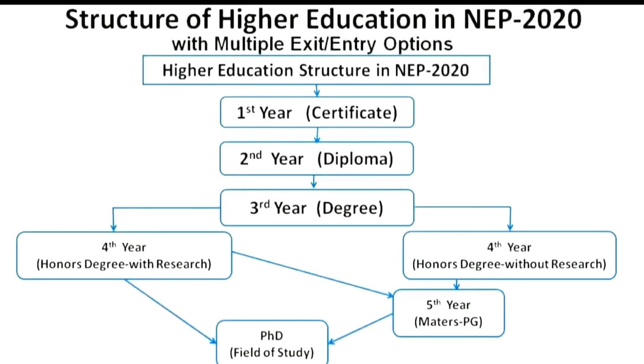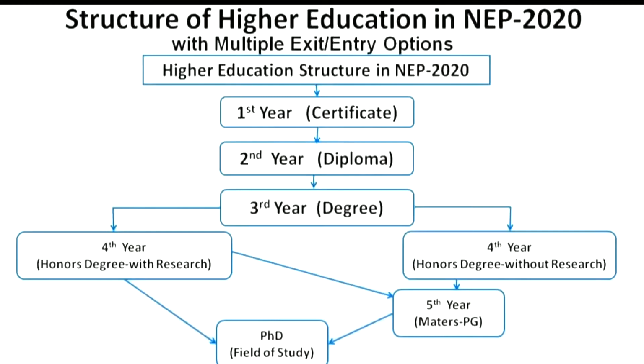At the end of the second year, the student can exit again by scoring the required number of credits by getting a diploma. At the end of the third year, the student will now get a degree certificate, and he'll have to score a minimum required credits. So a UG course will still be for 3 years. If a student is interested in increasing his knowledge in a particular subject, he can then continue for the 4th year. At the end of the 4th year, the student will be awarded an honors degree.